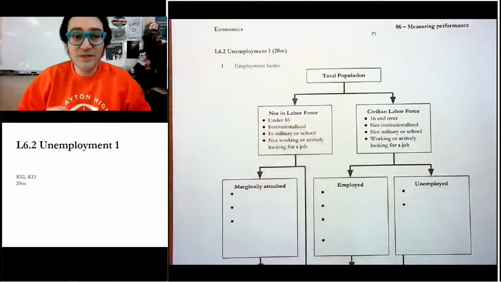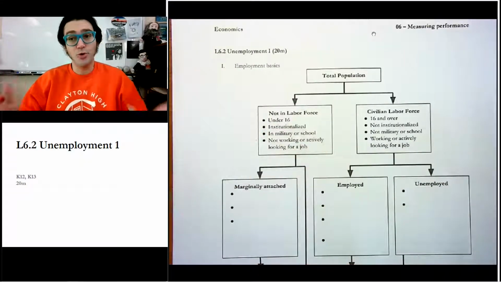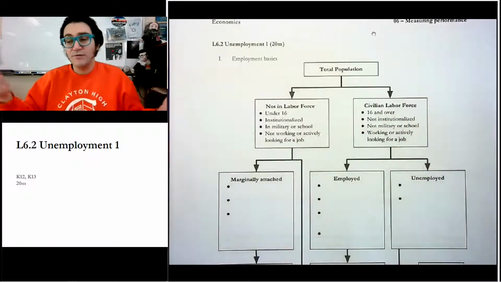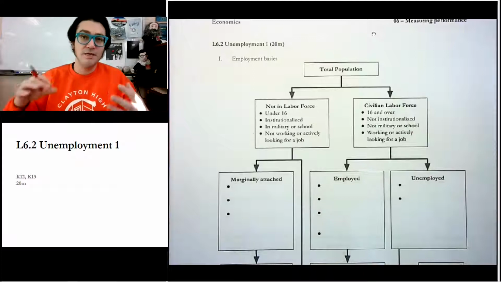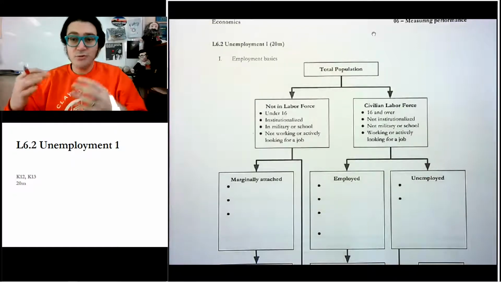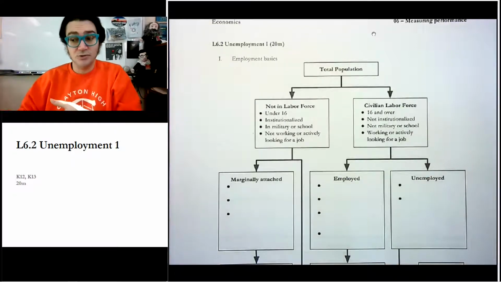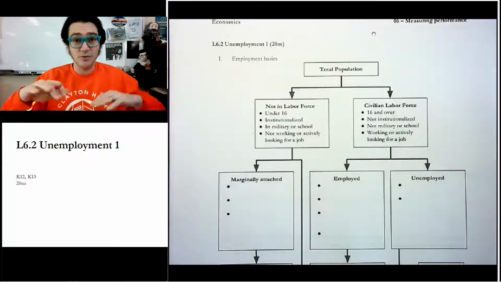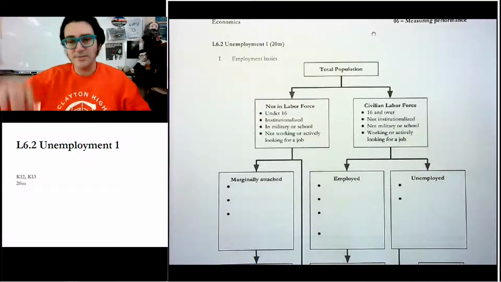Well, hi there. So in this video, we're going to be taking a look at unemployment. Remember, this unit is about measuring economic performance. And one of the macroeconomic goals is to keep unemployment low. You don't want necessarily zero, which we'll talk a little bit about today. And you want it to be stable, right? You don't want it zooming up and down and up and down.